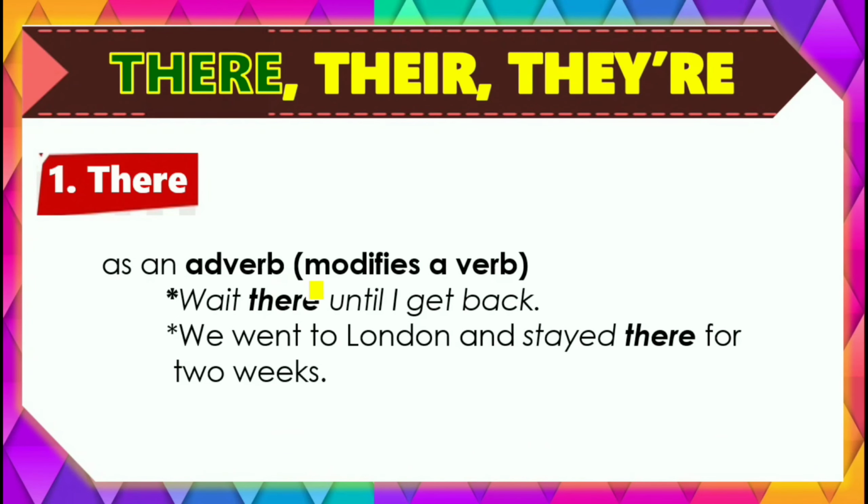Now another function is, it can function as an adverb. What is an adverb? It modifies a verb. What do you mean by modifies? It means it describes a verb. For example, wait there until I get back. So there, it describes a verb. So where is our verb? It's the word wait. Wait where? There. We went to London and stayed there for 2 weeks. So we have the word there, and where is our verb? Stayed. Okay, it describes the word stayed. Stayed where? There. Okay?